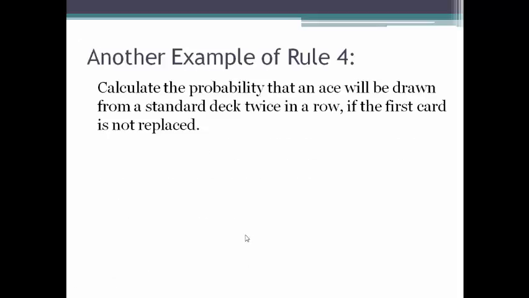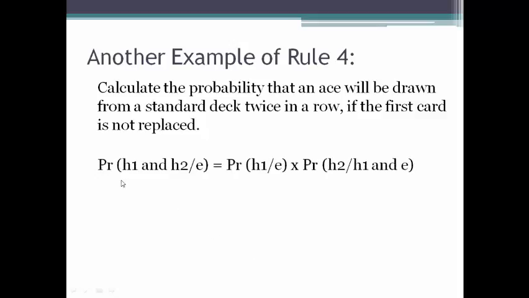Let's look at another example. Calculate the probability that an ace will be drawn from a standard deck twice in a row if the first card is not replaced. Okay, so here we've got H1 is pulling an ace on the first draw. H2 is pulling an ace on the second draw. To figure this out, we take the probability of drawing an ace the first time, given our evidence that it's a standard deck, so it's got 52 cards, in which 4 are aces, times the probability that the second one we pull is an ace.